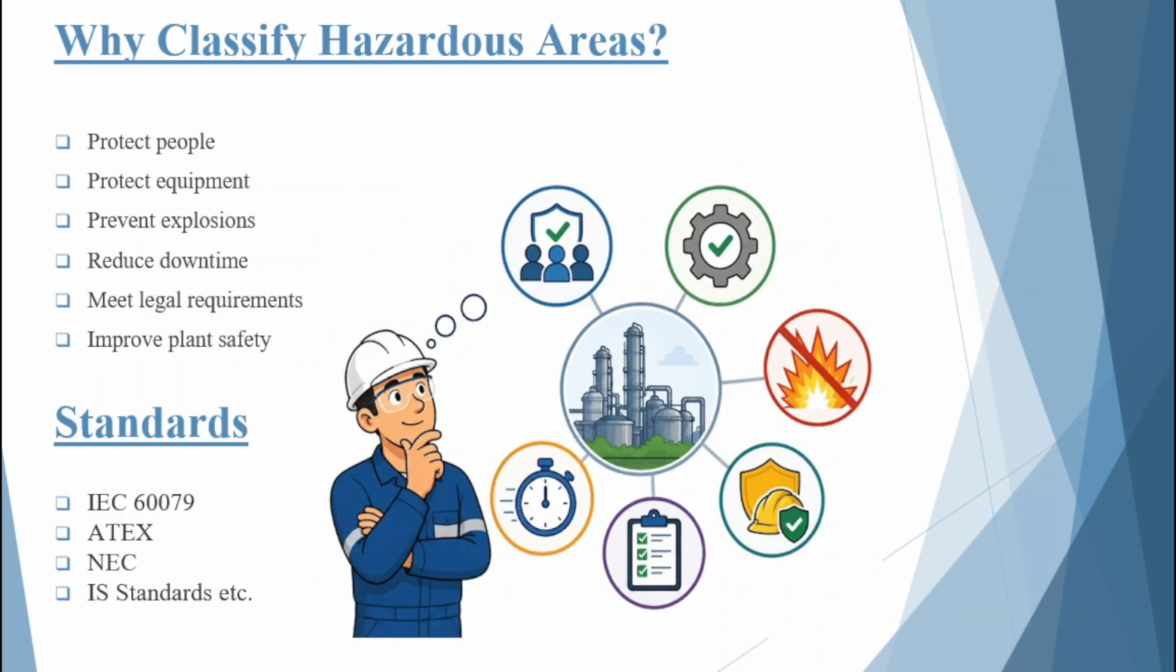So far, we've learned how explosions occur and the types of fuels and ignition sources commonly found in industrial plants. The next question is, why do we classify hazardous areas? The primary purpose is to prevent fires and explosions by ensuring that electrical equipment installed in hazardous locations cannot become an ignition source. The first and most important objective is to protect people.